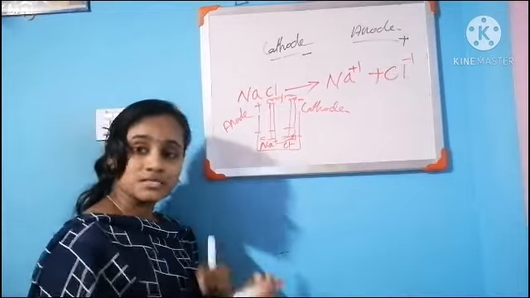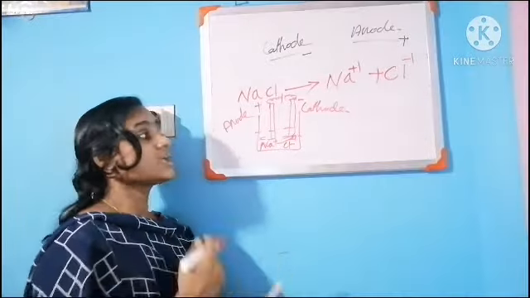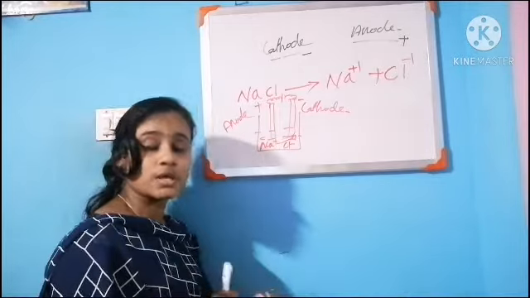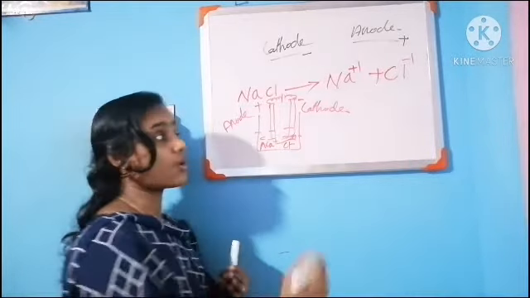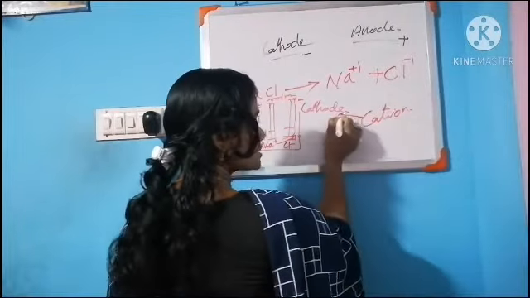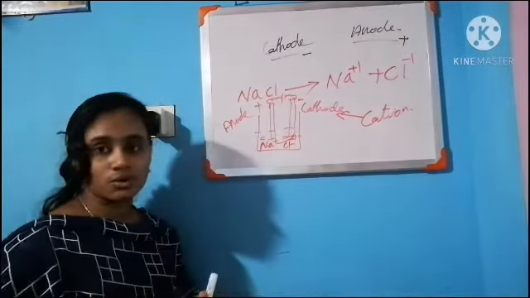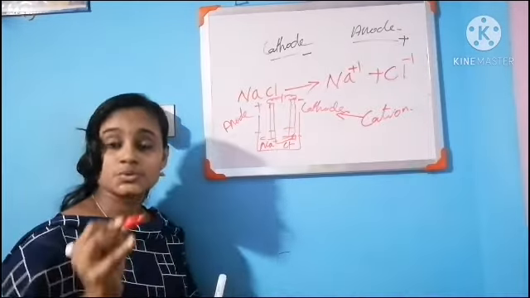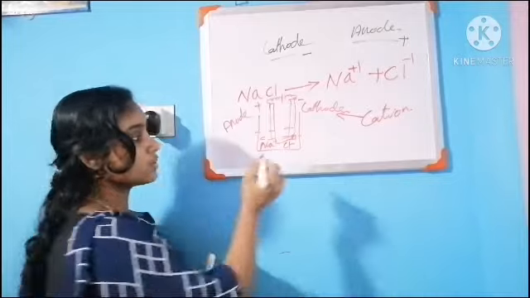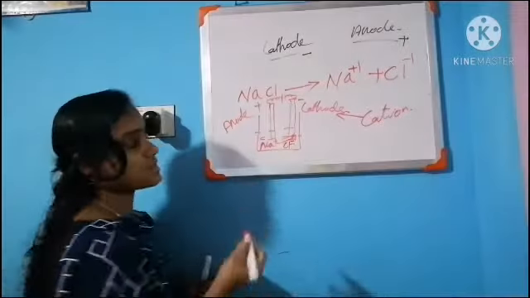So which ion moves to the cathode? That is called a cation. Which ion is moved to the cathode? That is called a cation.